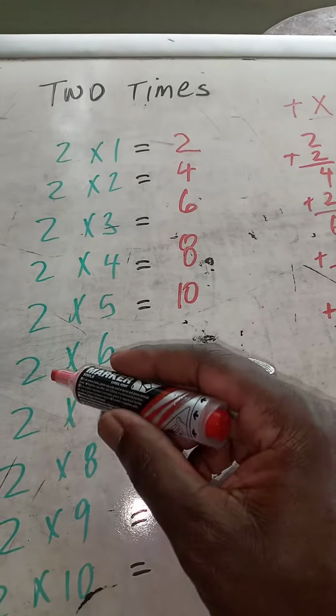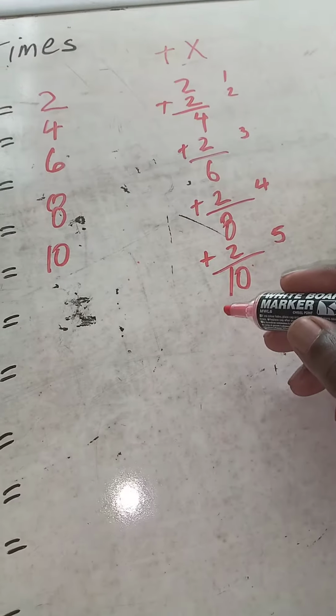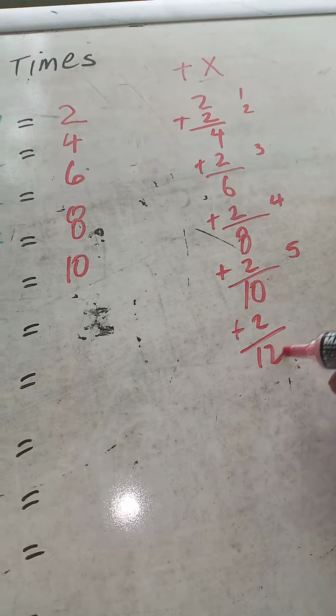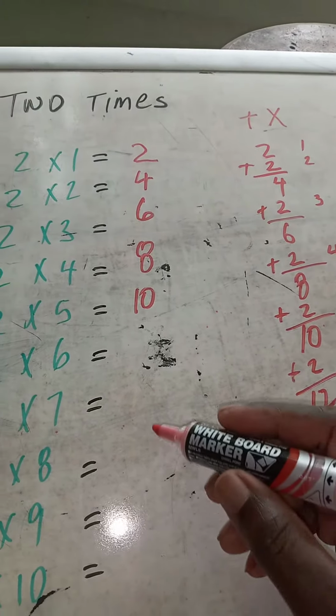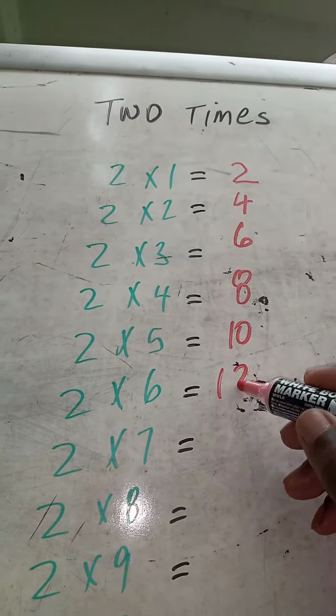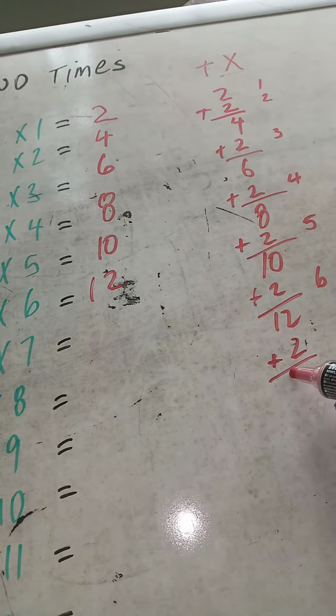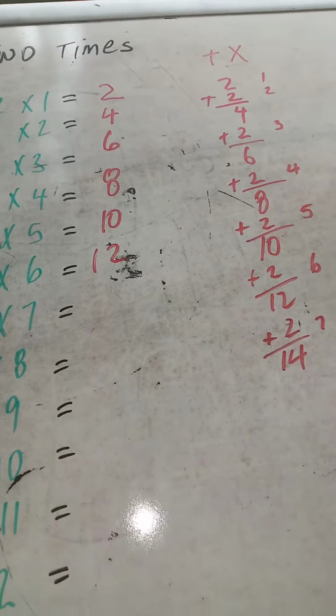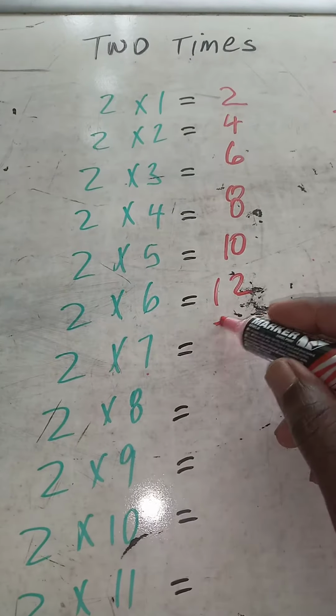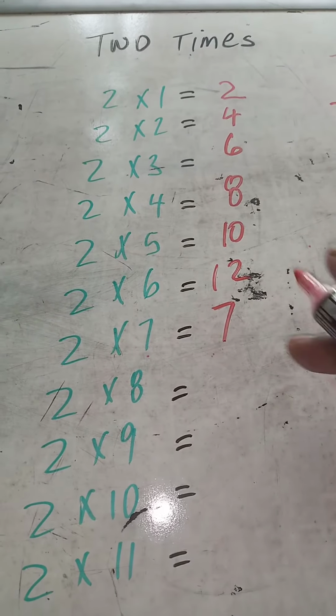What if you want to find 2 times 6? Then we add 1 more 2 to it, which will give us 12. And 2 times 6 equals 12. And we add 1 more 2 to it to give us 14. So 7 times 2 equals 14.